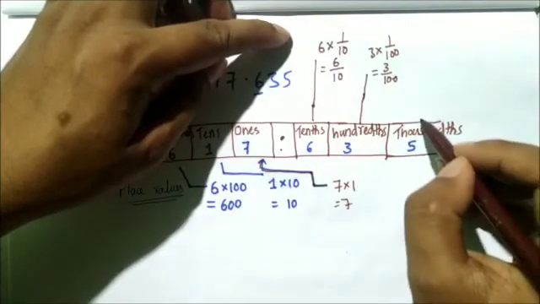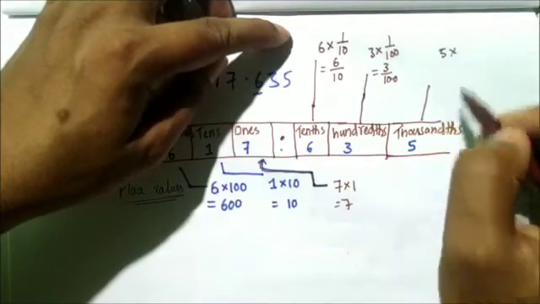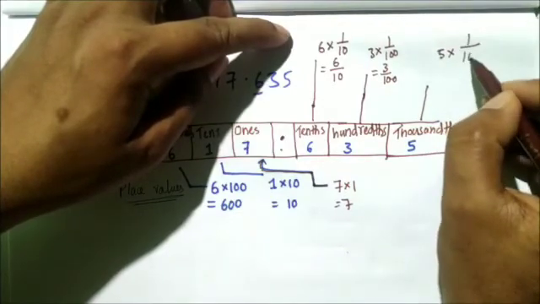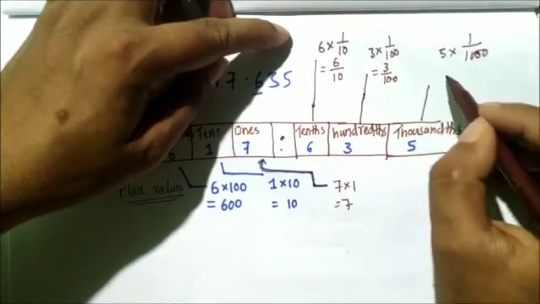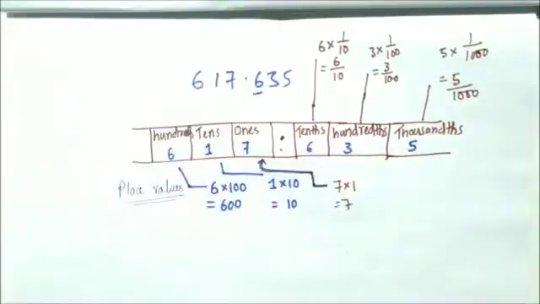This 5 is placed at thousandths place. So the place value of 5 is 5 into 1 by 1000. That is what? 5 by 1000. This is the place value. Correct? Okay.